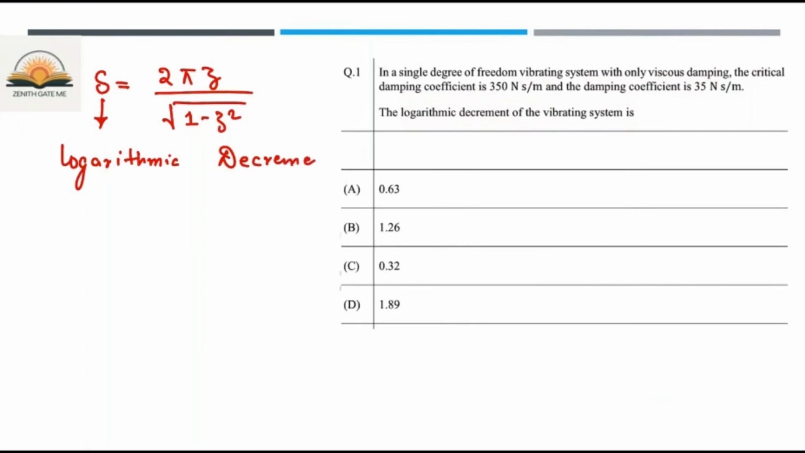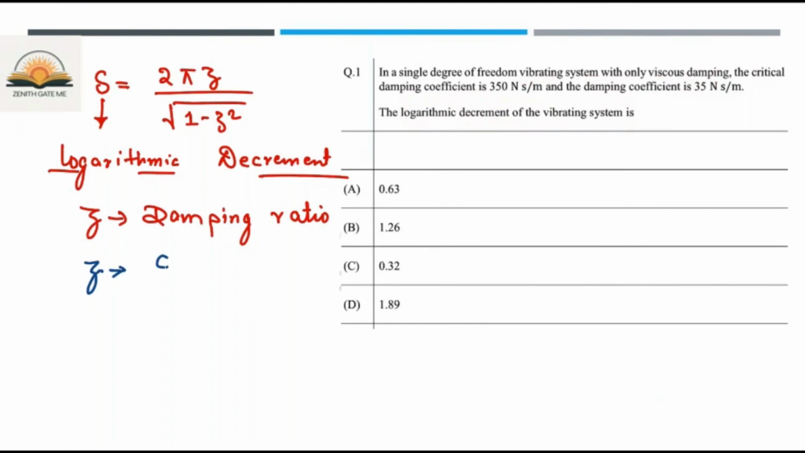What is zeta here? Zeta is the damping ratio. It can be written as C by Cc. C is called the damping coefficient, and the subscript c is the critical damping coefficient. C is given and Cc is also given. Let me check the values: 35, and this is 350. Once you solve, you will get 0.1 as the damping ratio.